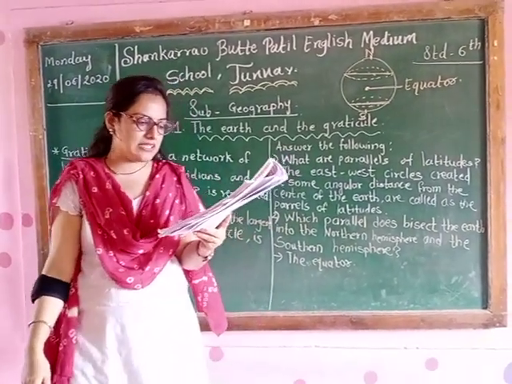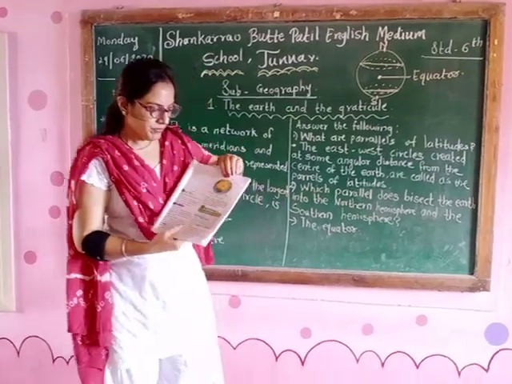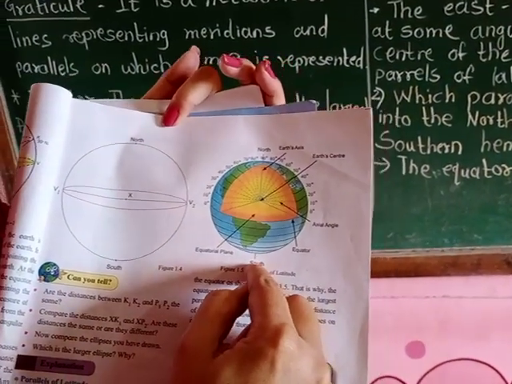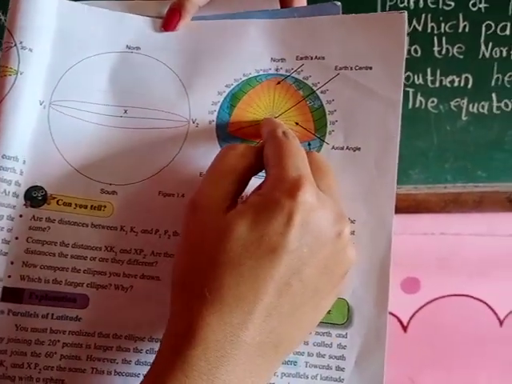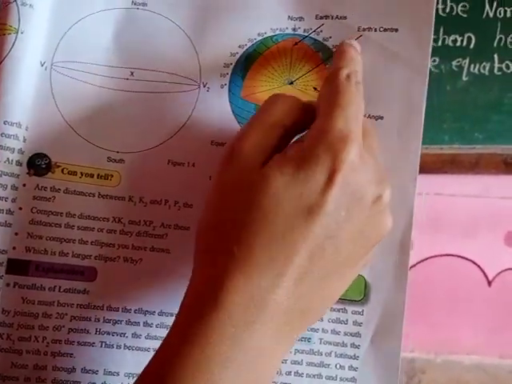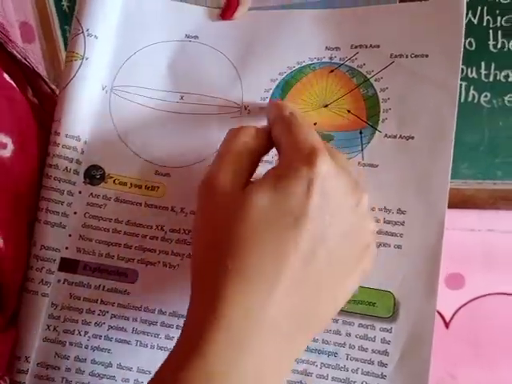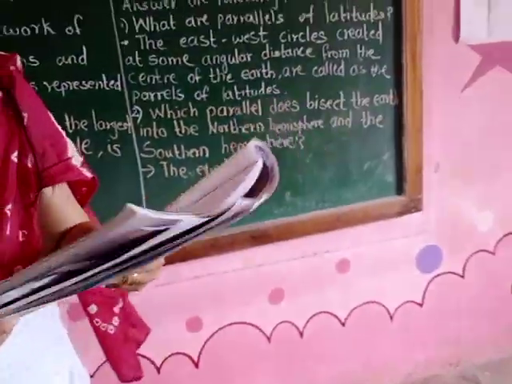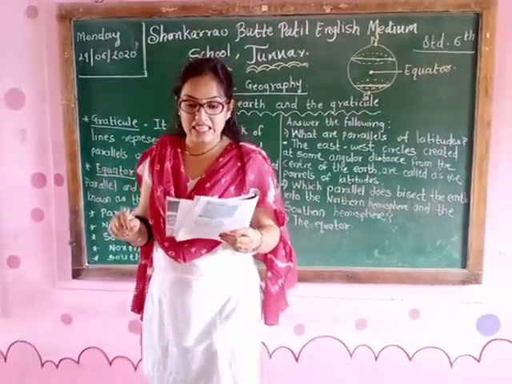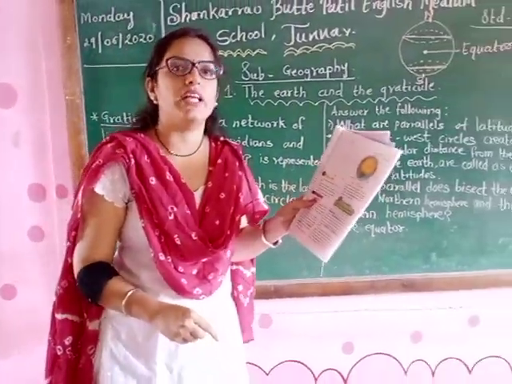The parallels of latitudes are measured in degrees. In figure 1.5, you can have a look. Here they have shown the south pole, the north pole, the equatorial point at 0 degrees to the north, the Earth's axis, the Earth's center, and the equator. They have shown all the angular distances in degrees. The degrees of the parallels are measured from the equator as shown in figure 1.5, and that is why we say the equator is considered the 0 degree parallel.